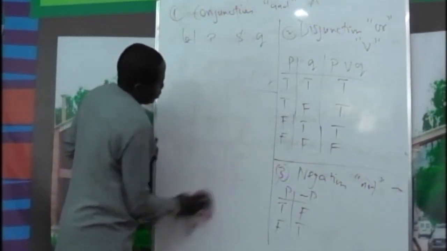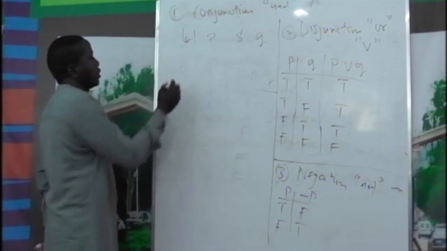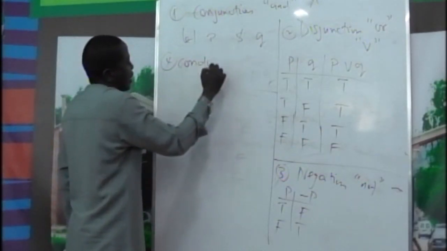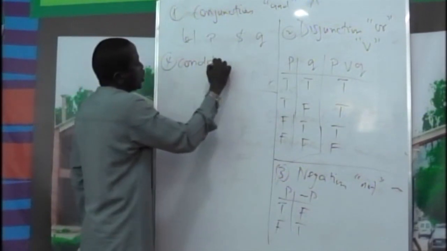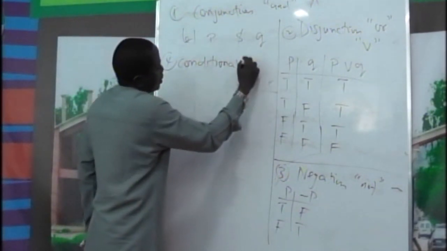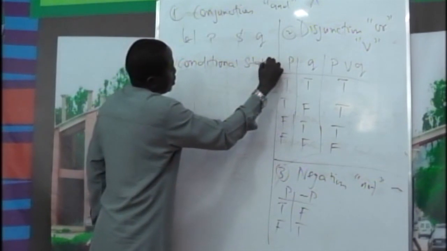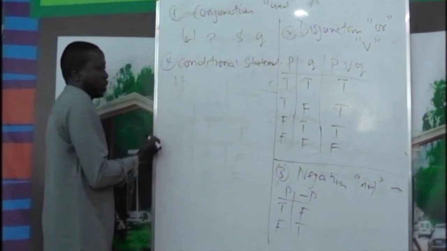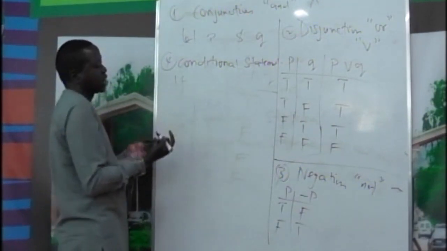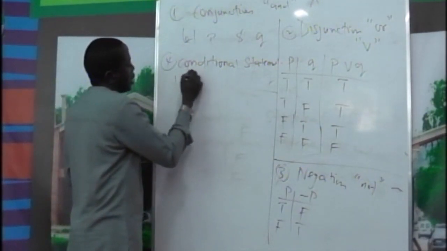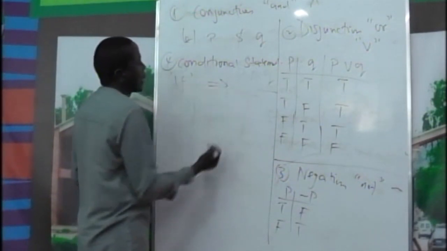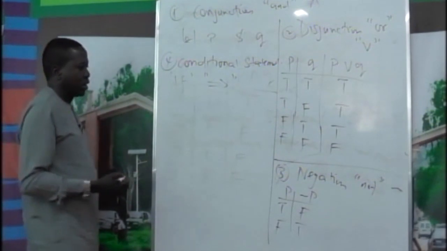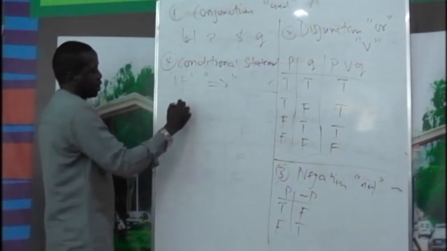The fourth one is conditional statement. Like I've listed before, conditional statement. This one, I said if. You know, if means condition. It's a conditional statement, if. And this is the symbol, implies. So implies.